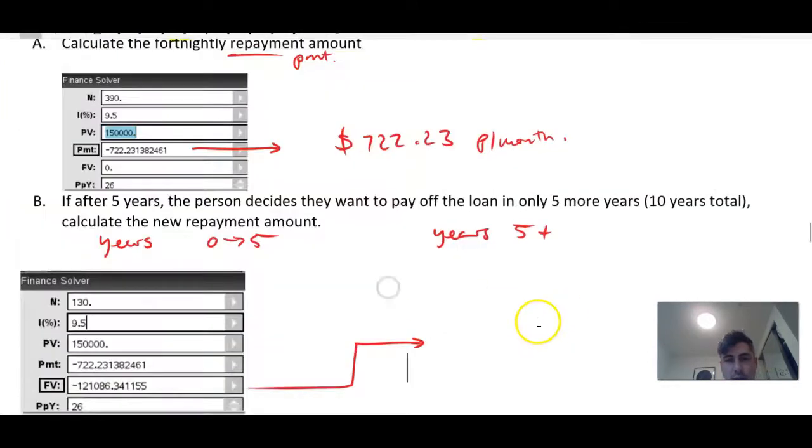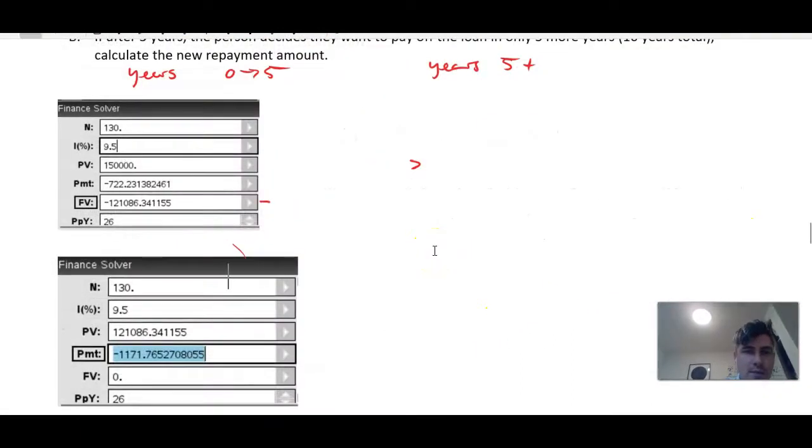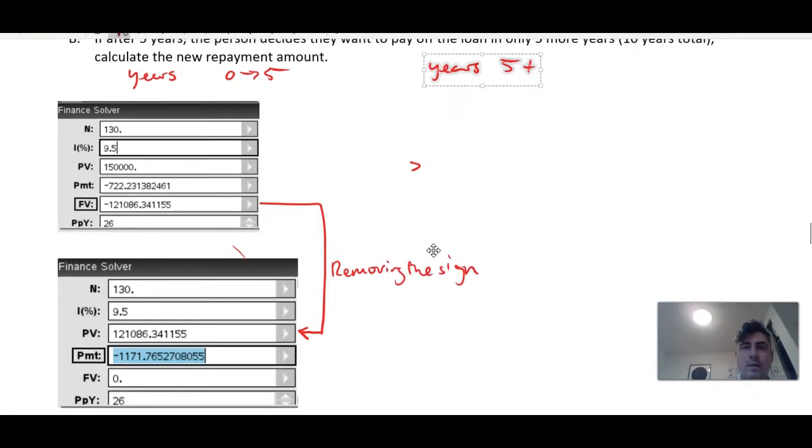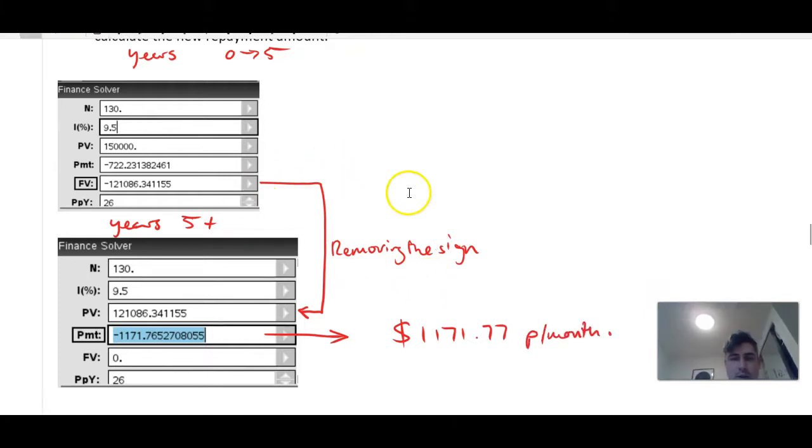So I'm going to copy and paste that into the workings. Just to reiterate, the FV from the first part of the loan goes into the PV, removing the sign. And the 5 years plus bit we've just shown down here. So that's how we get that, and the resulting number gives us a repayment amount of 1171.77 per month if we are to finish the loan exactly after.